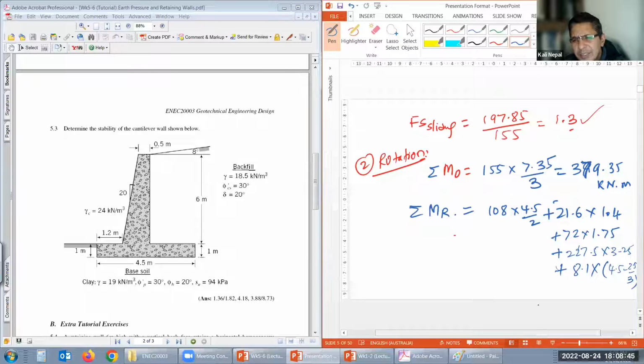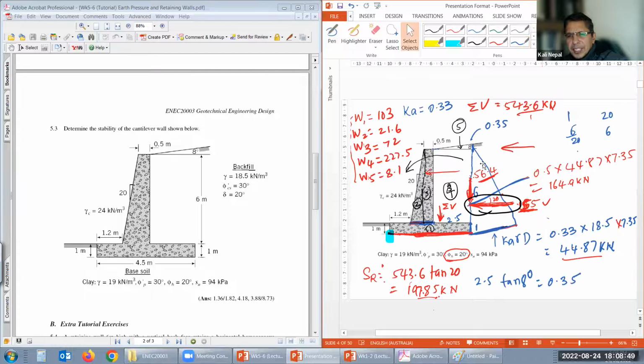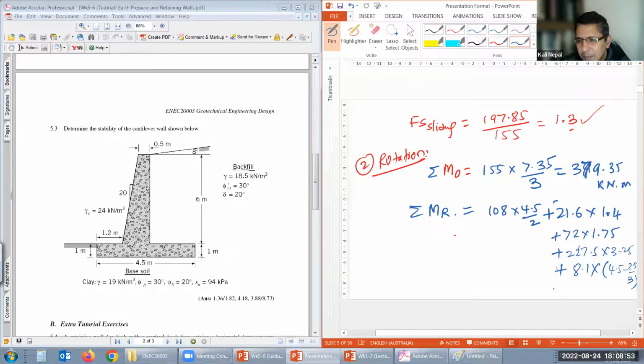Anything else we need? What is resisting? There is a vertical force by the backfill, right? So what is 56.4 plus 56.4 times where it is acting, which is 4.5, right? From the face of the wall. Please do this calculation for me: the resisting moment, all of those.